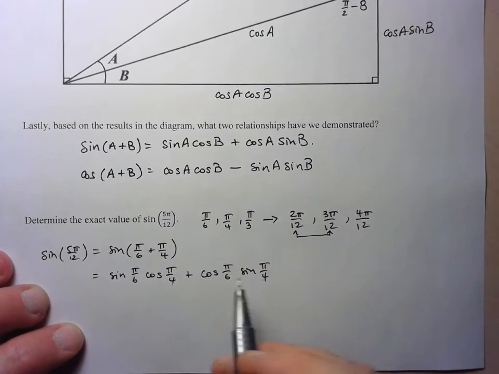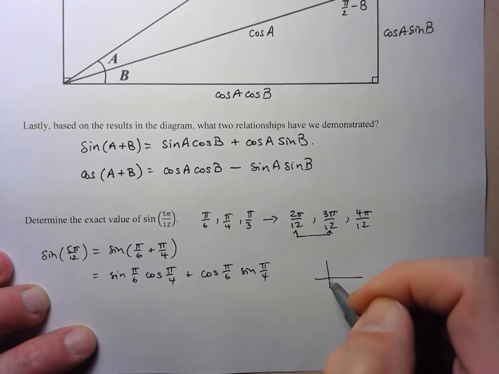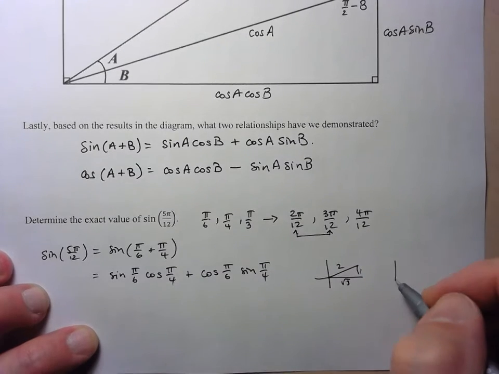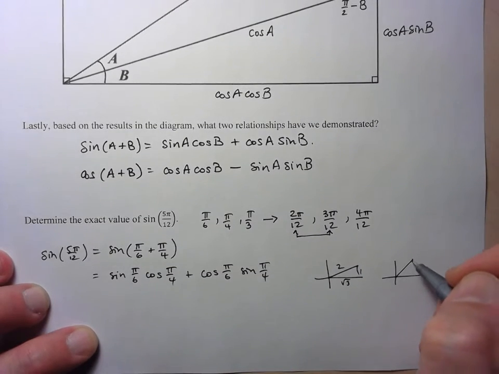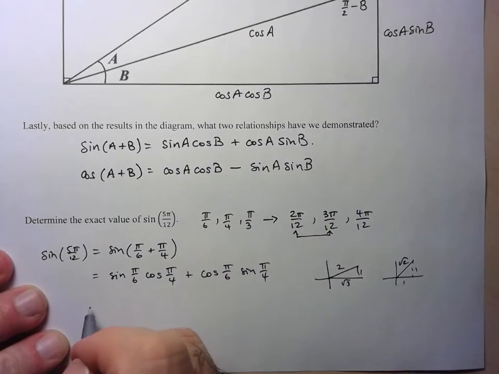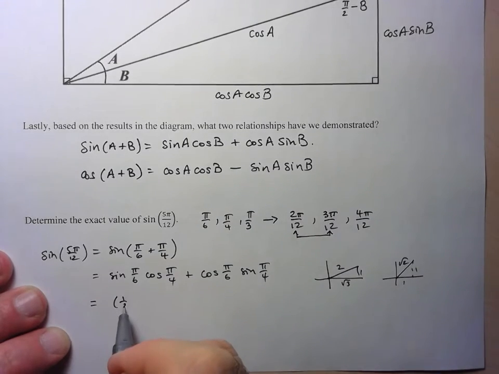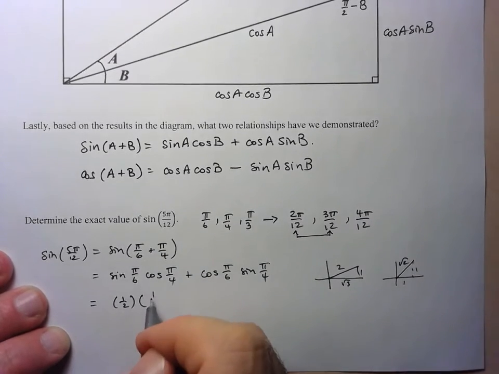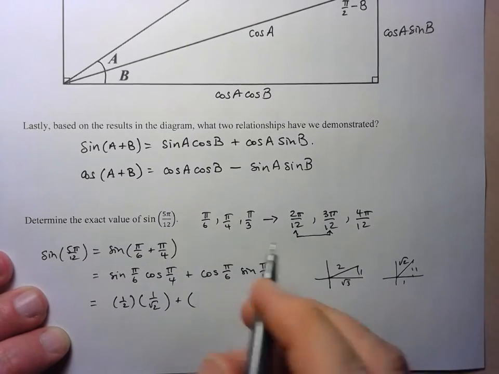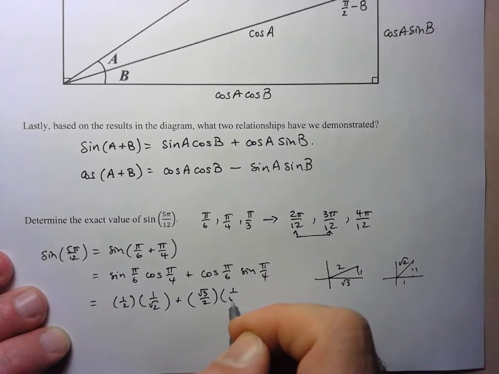Okay, now maybe you know these by heart by now, or you might want to draw yourself a little diagram. So pi over 6 looks something like this, 1, 2, root 3, and then pi over 4, again, both in the first quadrant. So 1, 1, root 2, and the diagram means you can just read the answers right off. So sine of pi over 6 is 1 over 2. Cos of pi over 4 is 1 over root 2, plus cos of pi over 6, root 3 over 2, times sine of pi over 4, 1 over root 2.